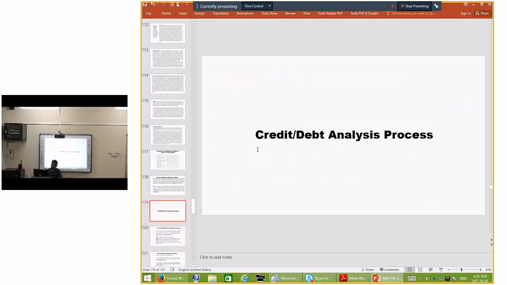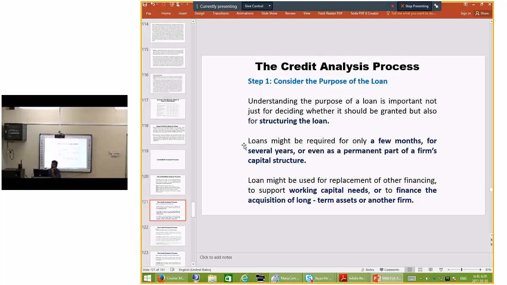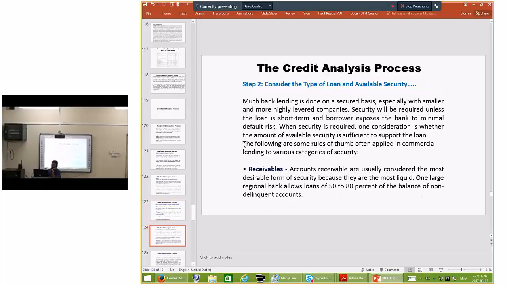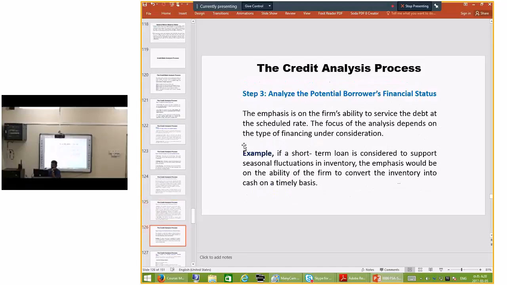Right. Now, additional, this is regarding the credit debt analysis or the credit analysis process. Here, this is the process. I think you have already done this one. Then what are the important steps of credit analysis process? Right. Then details are given. Right. Then you can refer to that process.